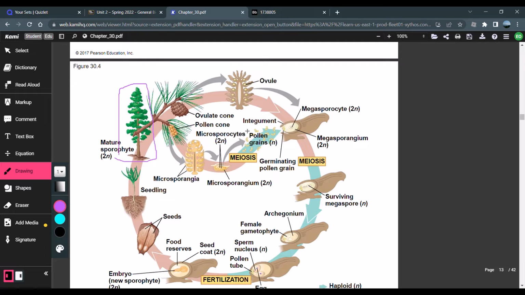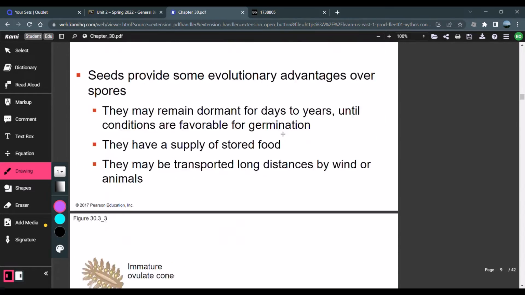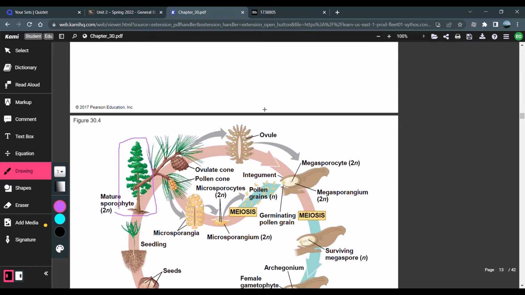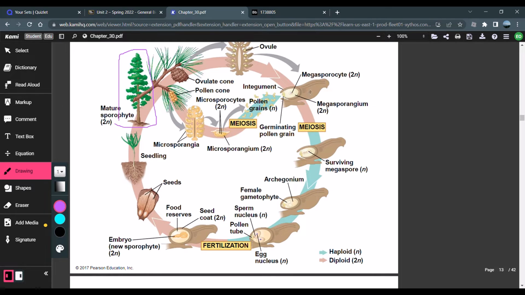The pollen grains will then find themselves at the micropyle, until the megaspore matures. Once the megaspore matures, it will grow a pollen tube, and the pollen tube injects the sperm, and then the seed becomes fertilized. Once it becomes fertilized, the seed eventually germinates.